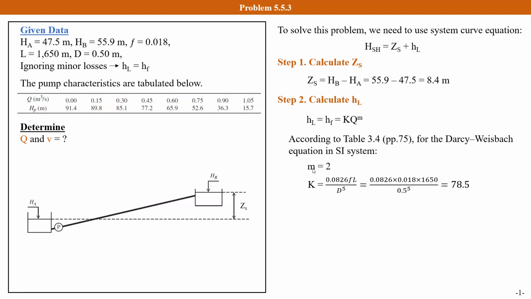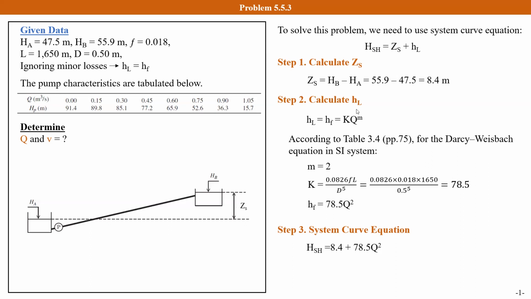We already know the value of M and K. Then we can use these two parameters to represent the head loss. It equals 78.5 times Q to the power of 2. So currently we have the water rise and the friction loss. Therefore, we can represent the system head. It equals 8.4 plus 78.5 times Q to the power of 2.